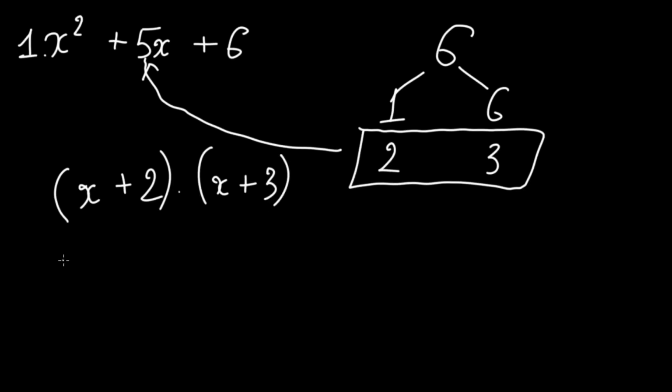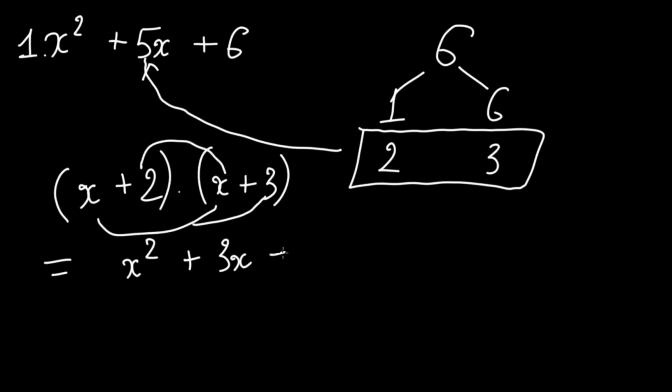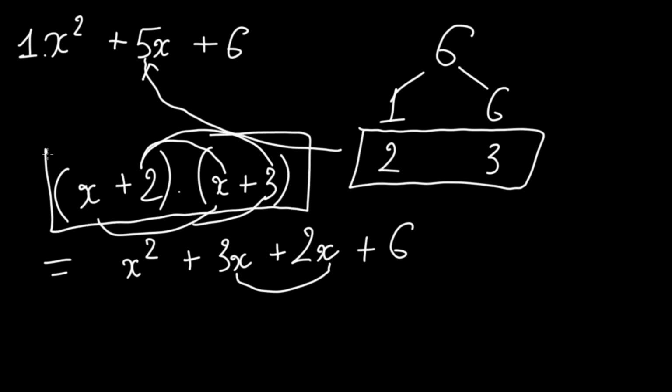You can double check by multiplying back together. You see, x times x equals x squared right here, and then x times 3 equals 3x. 2 times x equals 2x, and then 2 times 3 equals 6. You see, x squared plus 3x plus 2x equals 5x plus 6, which is the original expression. So the final answer is x plus 2 times x plus 3.